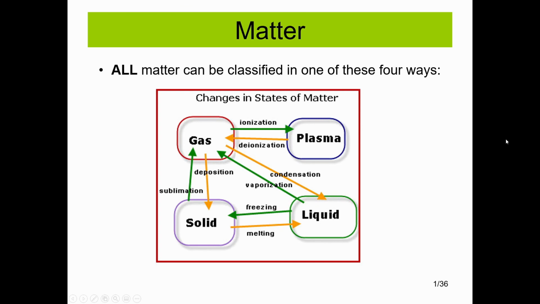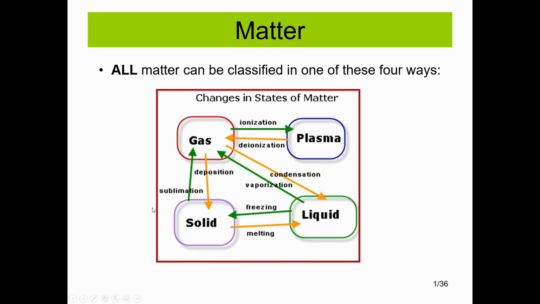All matter can also be classified into one of these four ways. These are the different states of matter. We can have gas, solid, liquid, and plasma. For the scope of this course, let's focus on just gas, solid, and liquid.